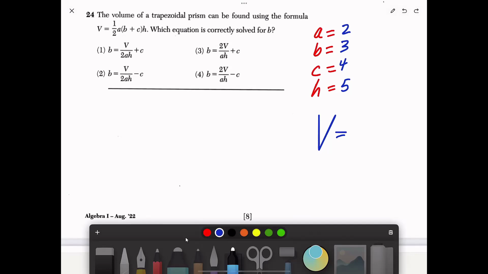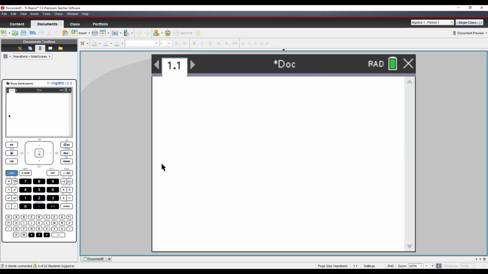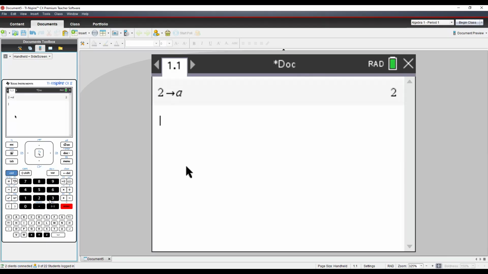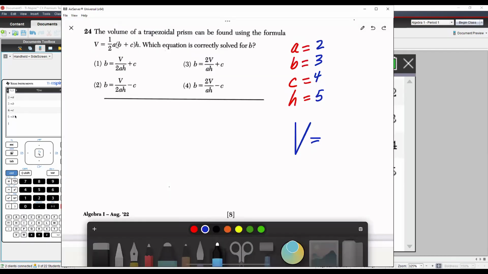So let's go. So I need the calculator now. So let me go get it, and I need this screen right here. So first thing I'm going to do is store 2 into A, and then I'm going to take 3 and store that into B. And then I'm going to take 4 and store that into C. And then I'm going to take 5 and store that into the letter H, which is right here. Now I'm going to use this formula on the right-hand side, calculate what the value V is, and then store that number in for V. So let's go do that.